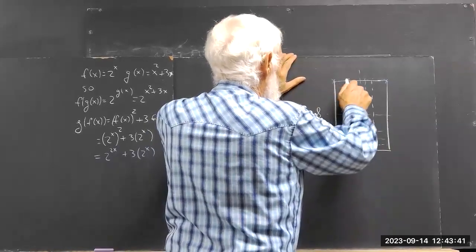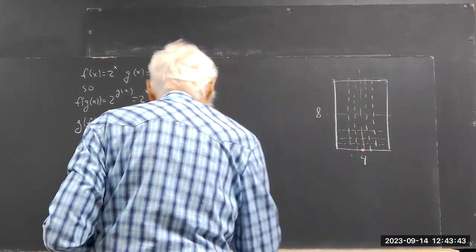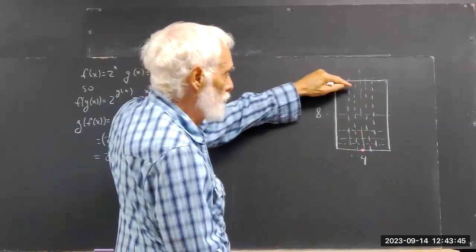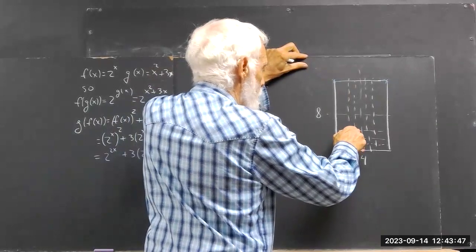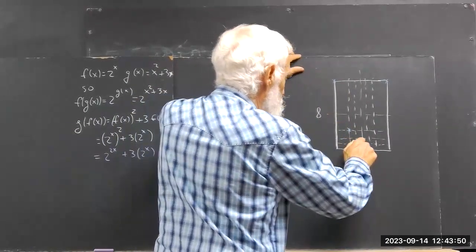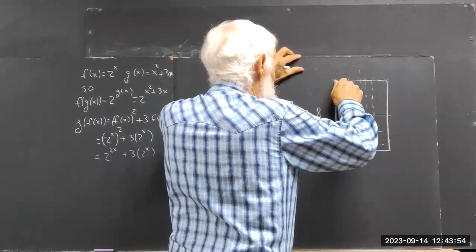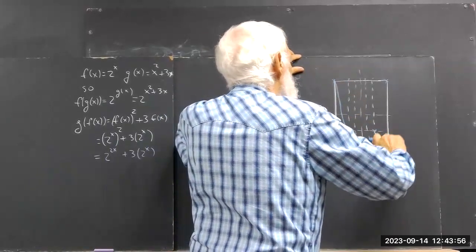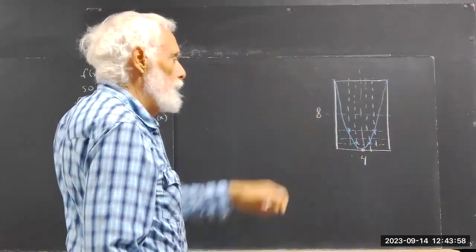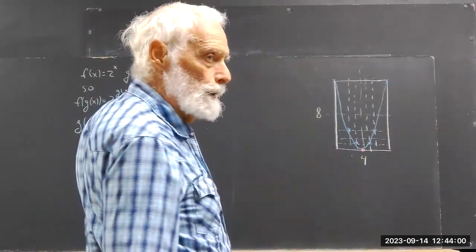And I think we go over 1 and down 2. I used glue. Okay, so we go over 1 and down 2. Over 1 and down 2. And then we go symmetric on the other side. And now we have a parabola. Did anybody guess what the formula for this parabola is?